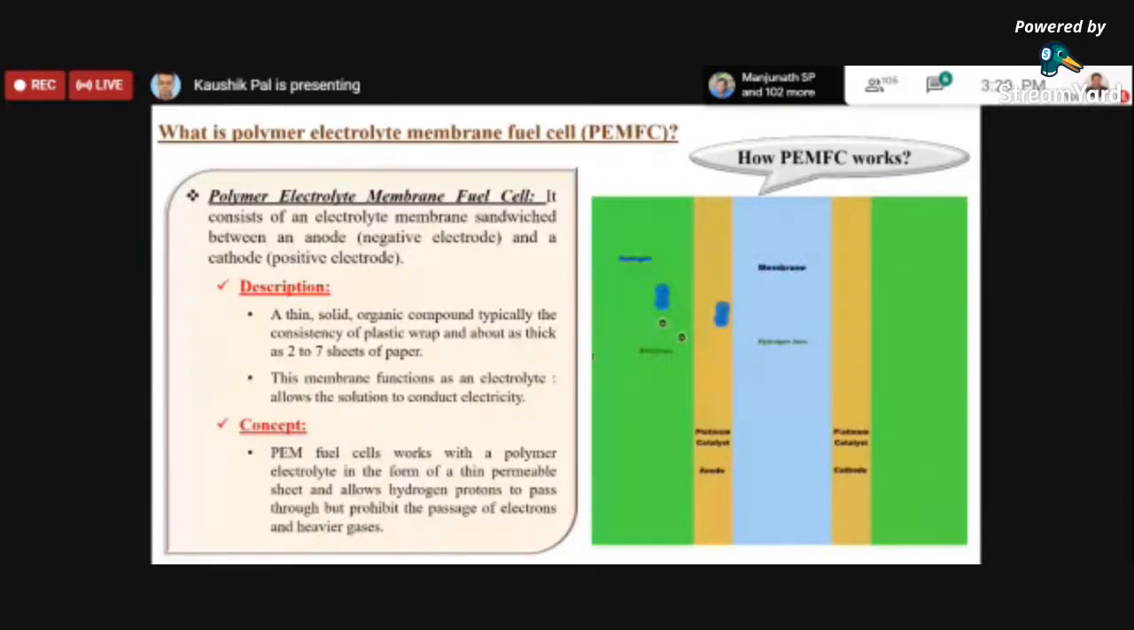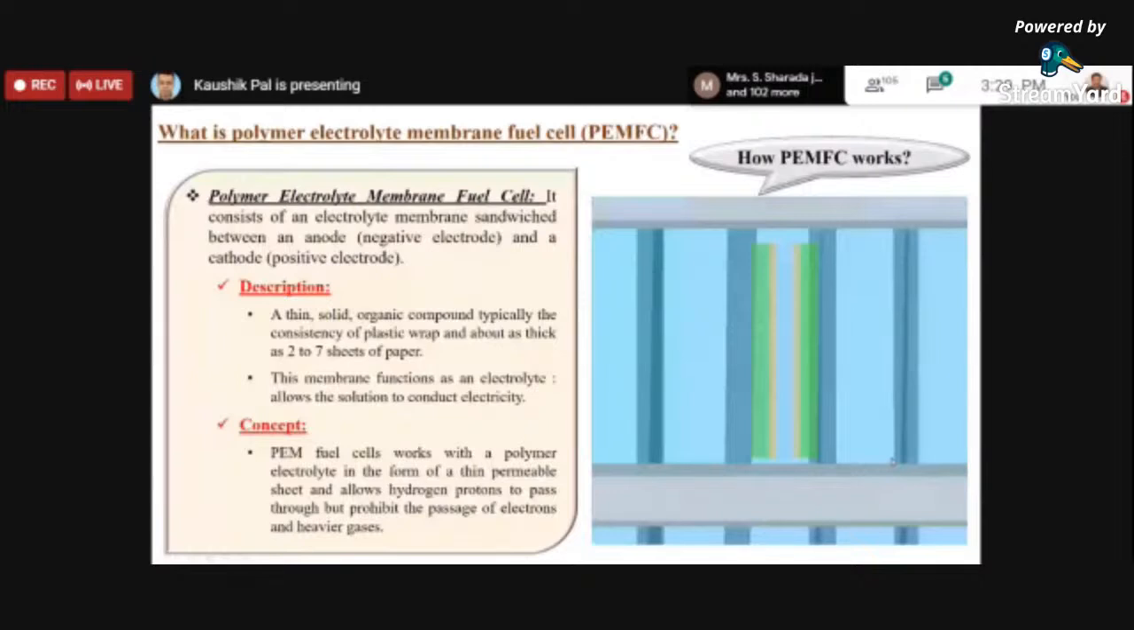On one side, you have the hydrogen ions. As I already told, it will allow the hydrogen ions to move from one side to the other, and it will not allow the electrons through very quickly. So in that case, what will happen?